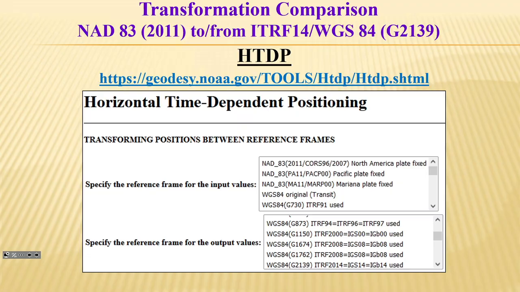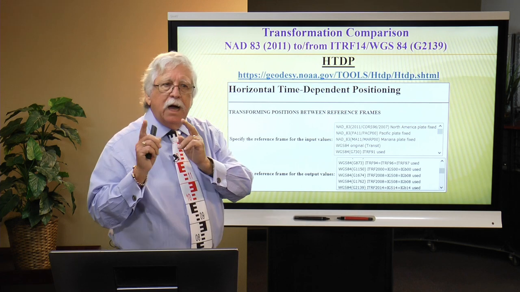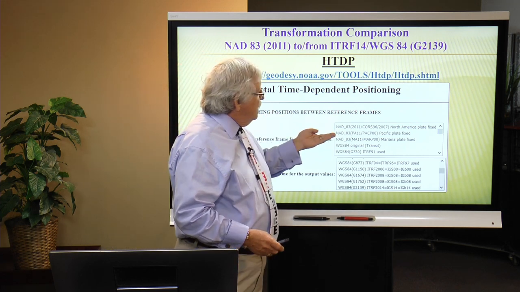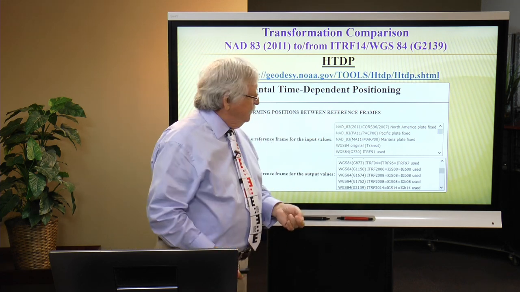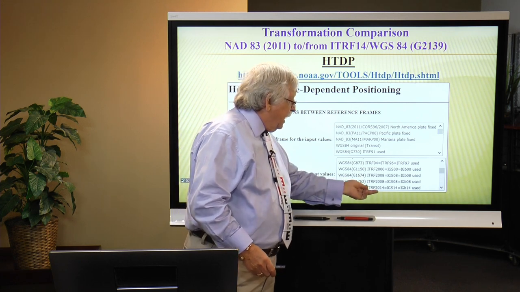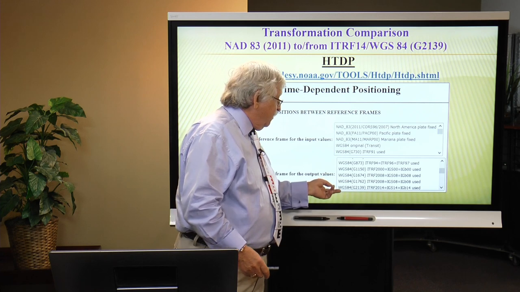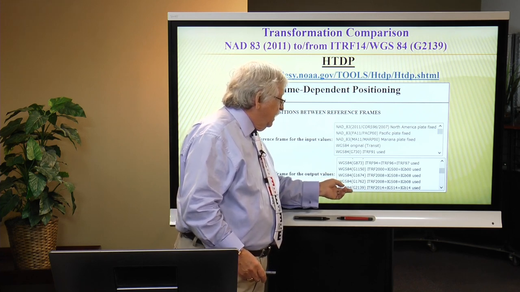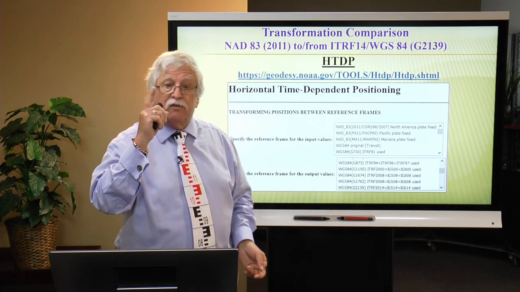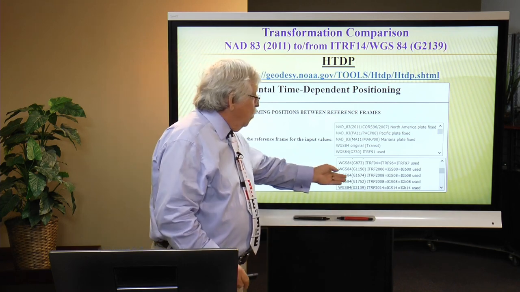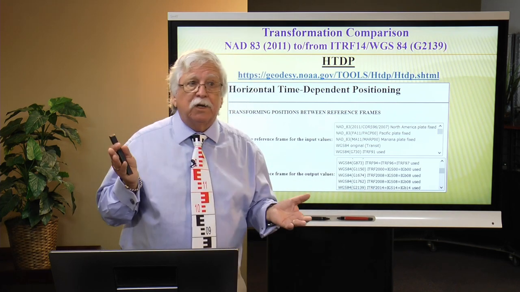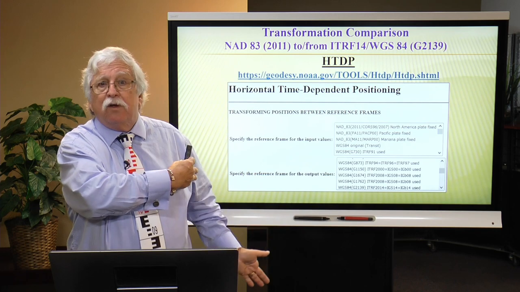There's NAD 83-2011. All of the datums are listed both as input and output, and there's a whole range of them. It's quite a number. I just wanted to highlight these: here is NAD 83-2011, and the most current ITRF-14, which is related to the World Geodetic System 1984, its most current solution, G2139, which almost nobody working in WGS-84 even knows what that is.